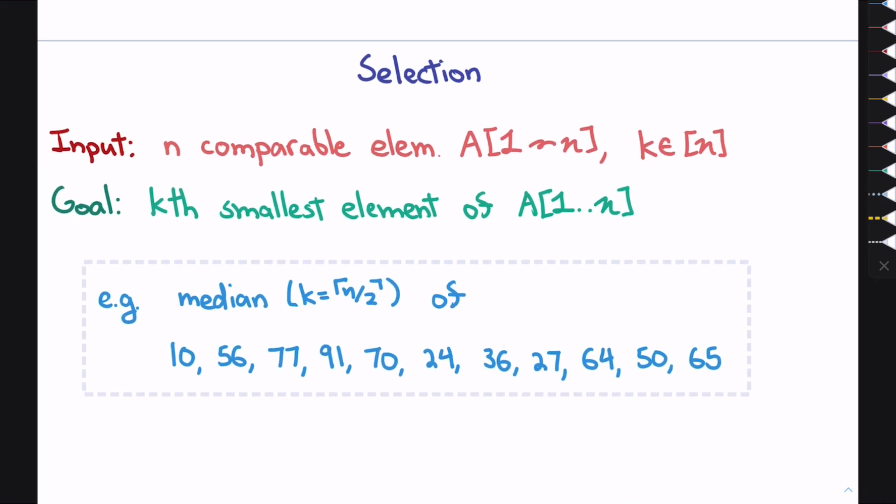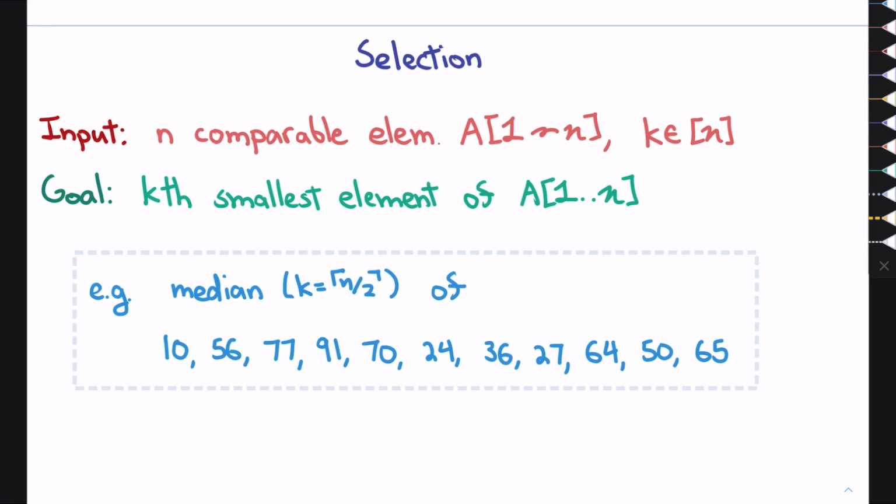Okay, so the input. Our input is a set of n comparable numbers in some array A[1..n], and they're not sorted. That's what makes the problem interesting. I'm just giving you n comparable elements, not sorted, and I give you some index k, like 10 or 100 or n over 2. And I want the 10th smallest, or n over 2 smallest, element in the array.